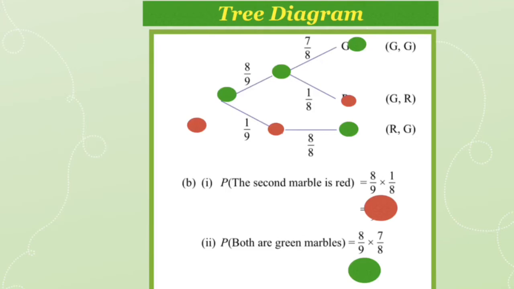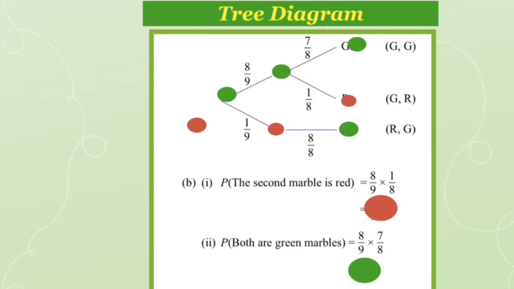So there are 3 possible outcomes. So you may get green and green, or you may get green and red, or maybe you will get red and green. So please be careful with the words "and" and "or", because in probability, "and" means multiply, "or" means plus.